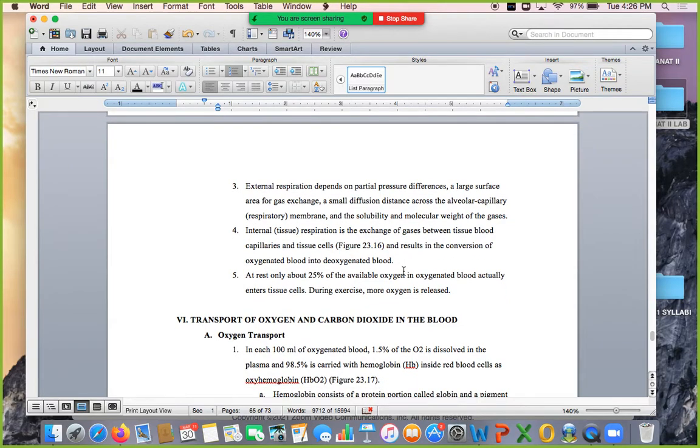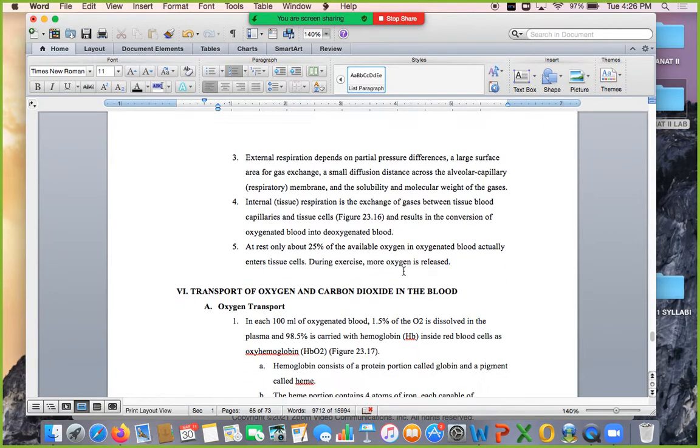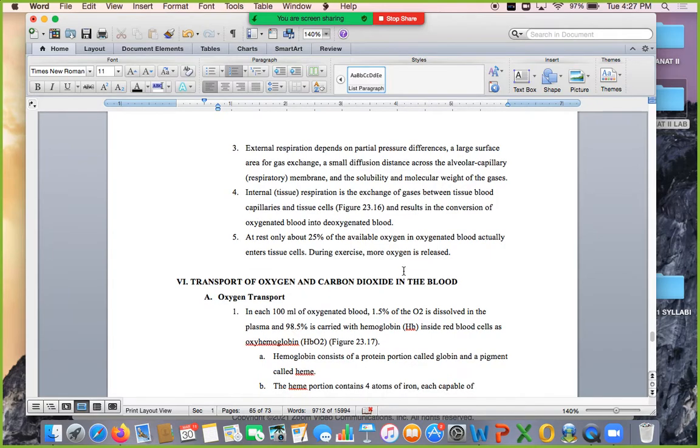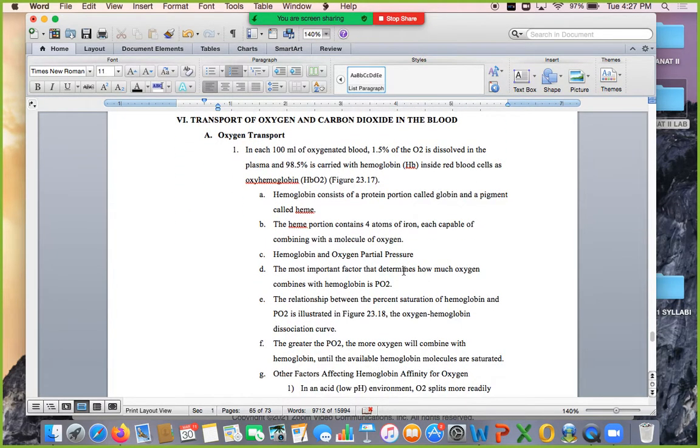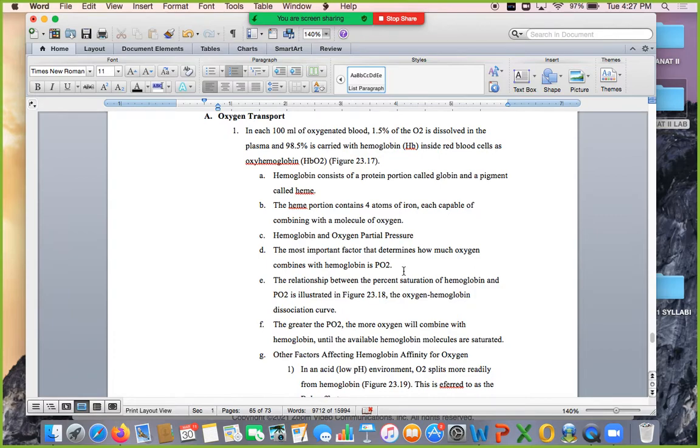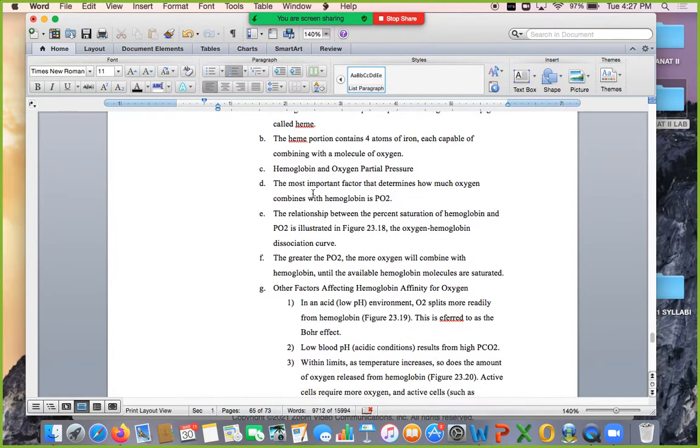Now, we also have respiration inside the body, or internal respiration, that occurs in the tissues. And that's the exchange of gas between tissue blood capillaries and tissue cells, resulting in conversion of oxygenated blood into deoxygenated blood. So, in oxygenated blood, most of the oxygen is carried in hemoglobin, and some is dissolved in the plasma. We talked about hemoglobin and how it's comprised of 4 atoms of iron. Each is able to interact with 1 molecule of oxygen.